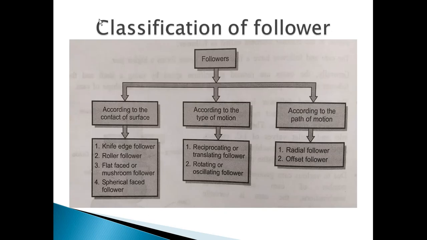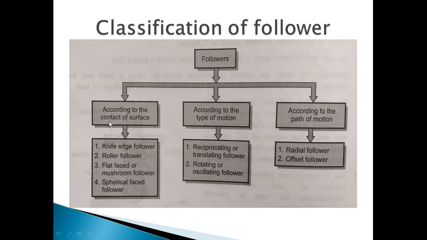Then the classification of followers. The follower has been classified into three main categories. The first one is according to the contact surface, how the contact is between the follower and cam. The next one is according to the type of motion, and the third one is the path of motion, how the motion path will be for the follower.